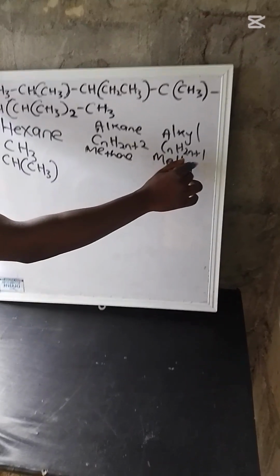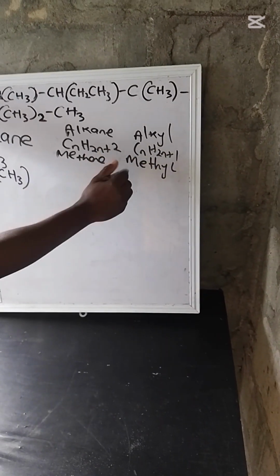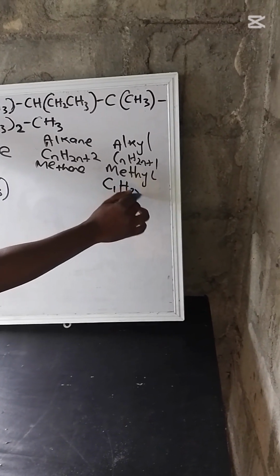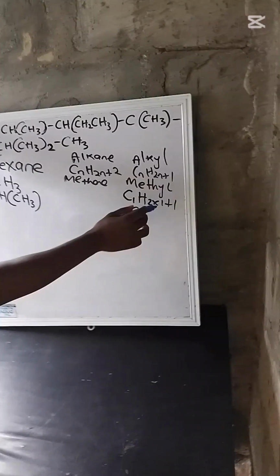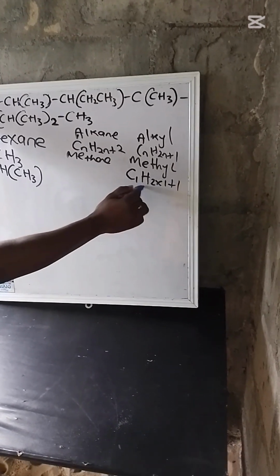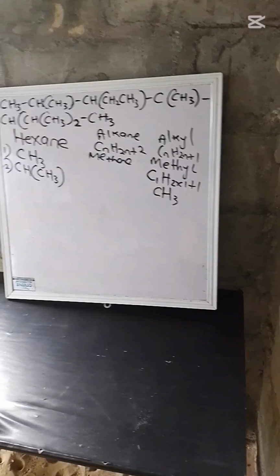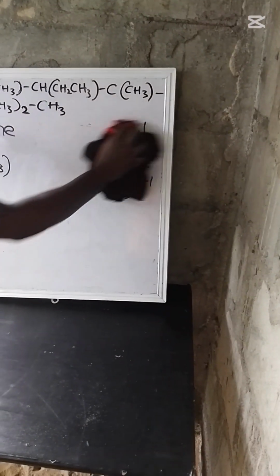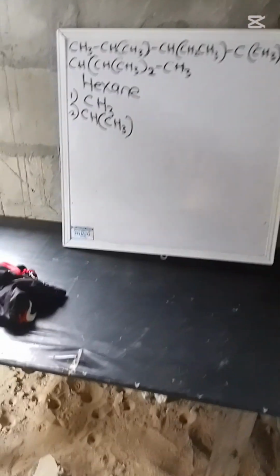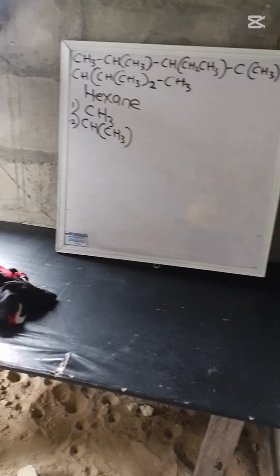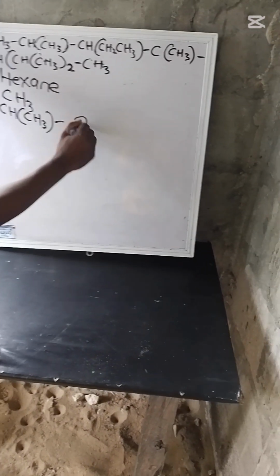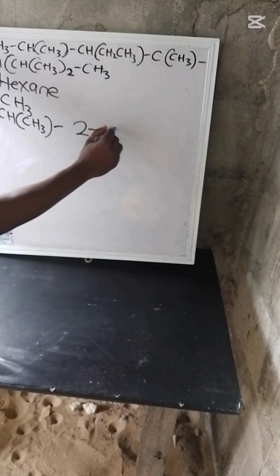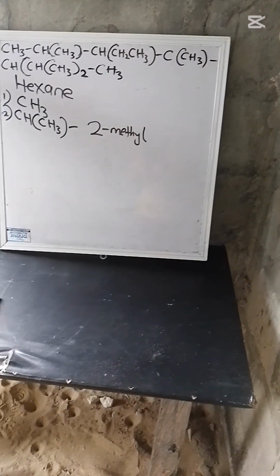Methyl. If I substitute the number 1 into this, I have C1 H2 times 1 plus 1. That is C. 1 is irrelevant, so you write it as C. 2 times 1 is 2 plus 1 will be 3. So I have CH3, which is my methyl. Now, where is this methyl located? It's located on the second carbon chain. So I bring it out. I write 2-methyl.